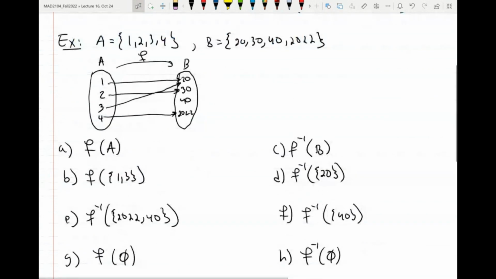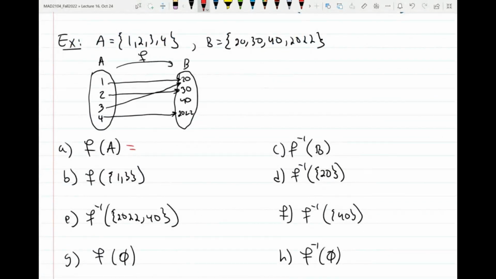Image of A. What is this? 20, so that would be 20, 30, 20, 22. Does everyone understand this? Remember, it's all possible outputs of elements of A. Now, in this case, A happens to be what? It's the domain of the function, right? So the image of the domain is just the image of the function or the range of the function, okay? This is just the same thing as the image of the function.